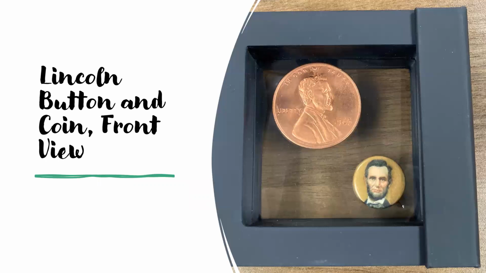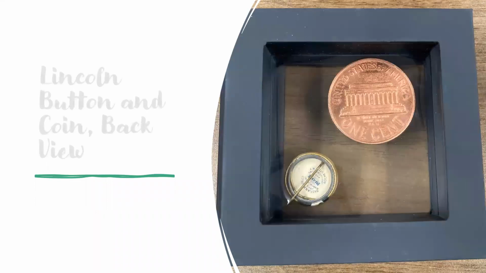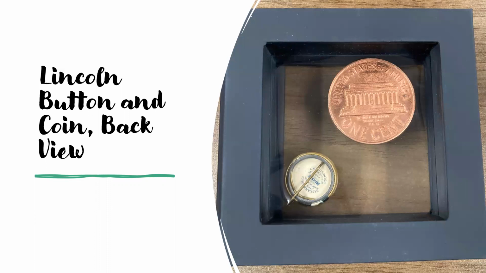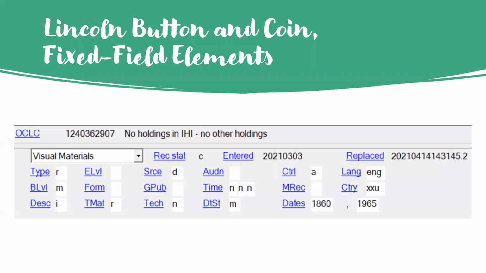So here is the front view of the button and coin. It's a very shiny penny. And here is the back view of the Lincoln button and coin. All right, and here are the fixed fields. We're just going to talk about 2. So DTST, the type of date publication status, is coded M for multiple dates. Remember to use date 1 for the initial year and date 2 for the terminal year of a multi-part item. So the dates we have here are 1860 and 1965. And then for control, type of control, we have coded A for archival, since this is an archival object.